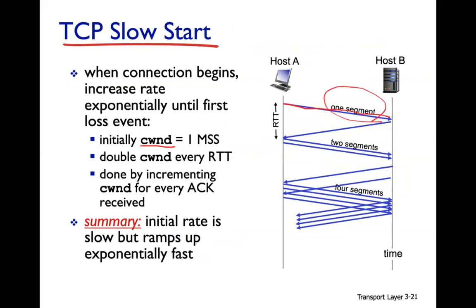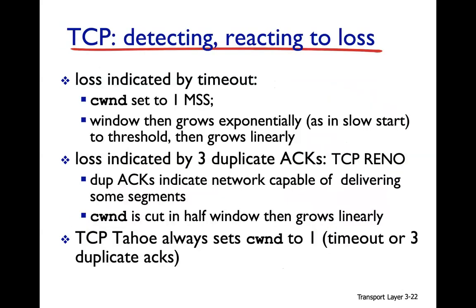If it is successfully received, then I will double the congestion window. Okay, it will be 2. And then if it's all received correctly, then I will double. It will give me 4 segments, and then I will double. So it looks like I increase.